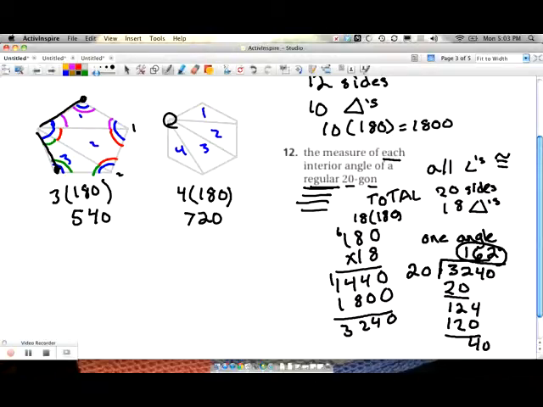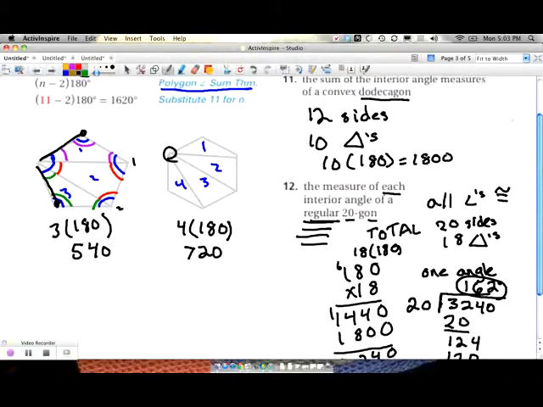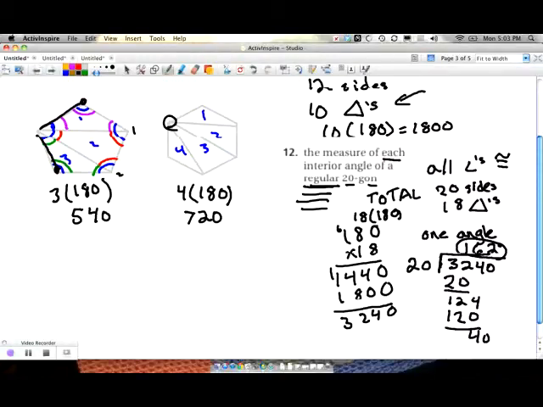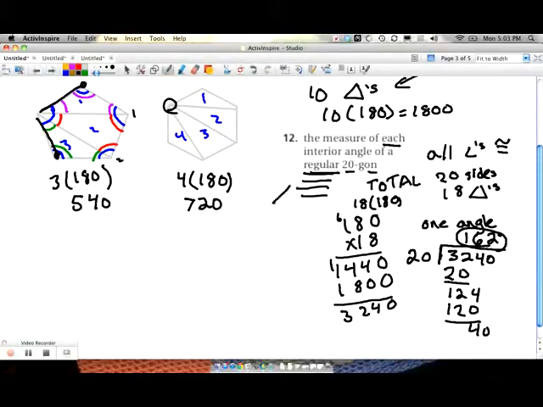Not too bad. So when we're finding the total, you just got to figure out how many triangles. The number of triangles tells you the total interior angles. But if it's a regular polygon, then we can figure out how much each one is because they're all the same. Then we can just say that they all add up to whatever the total is. Let's try some more.